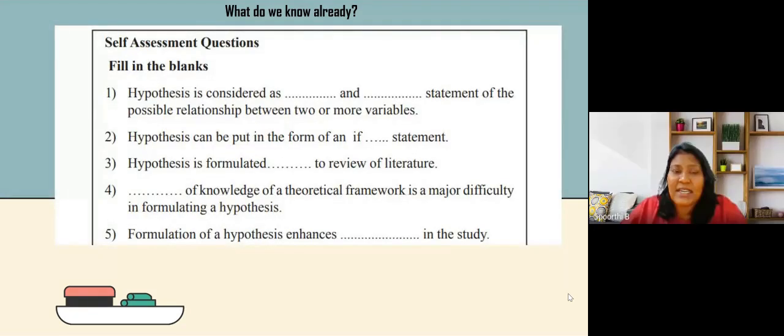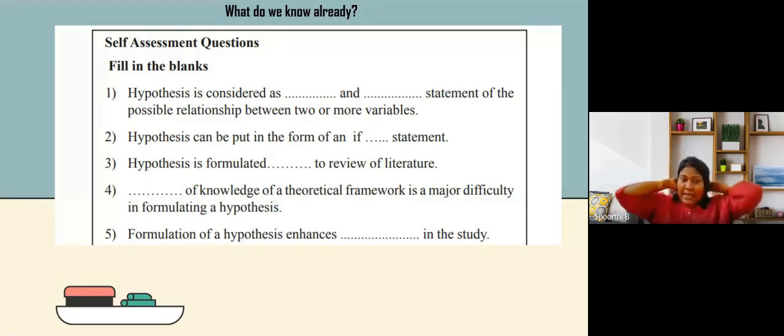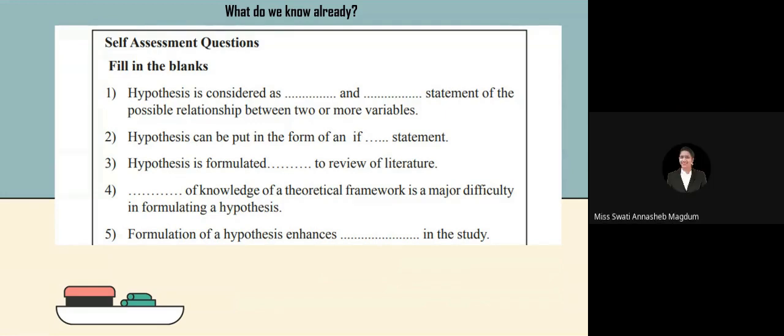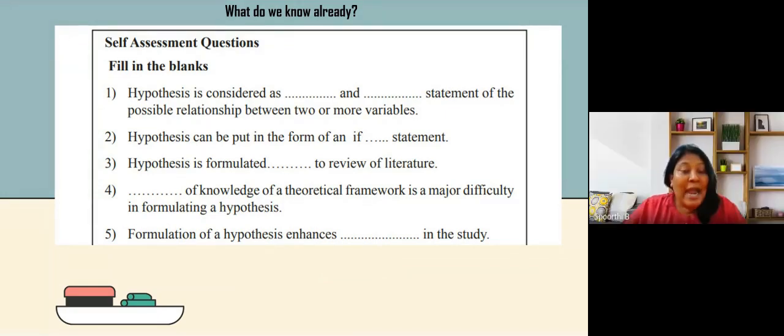Hypothesis is considered as a dash and dash statement of possible relationship between two or more variables. If you remember the characteristic slides, you will understand. What could be the answer? Tentative and testable. Right? Brilliant. Next, hypothesis can be put in the form of an if dash statement. This is the first way. Then. Brilliant. Good job.